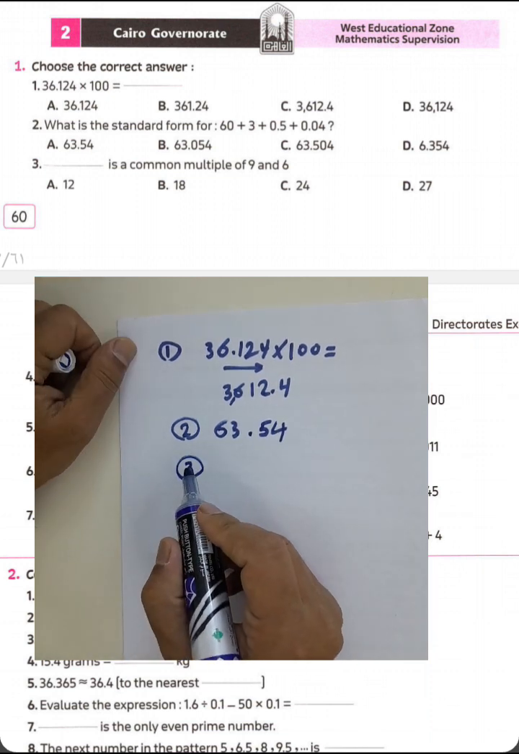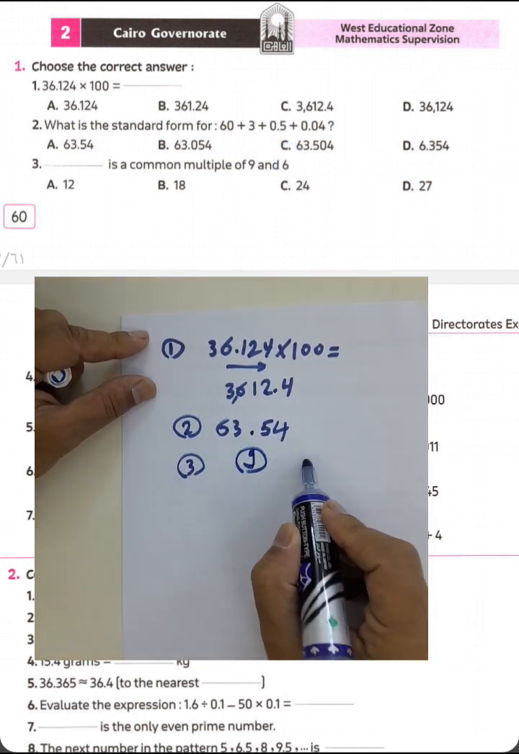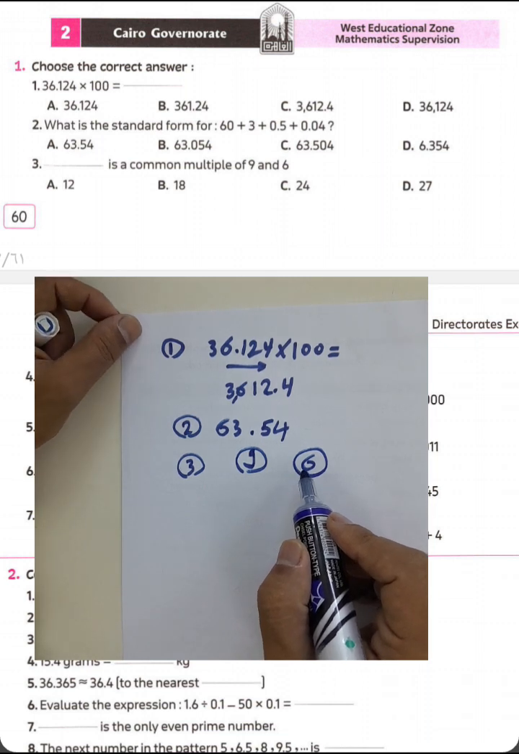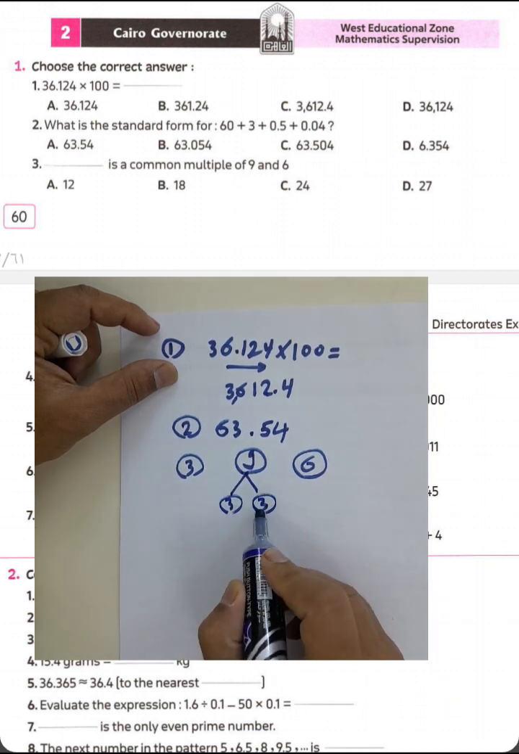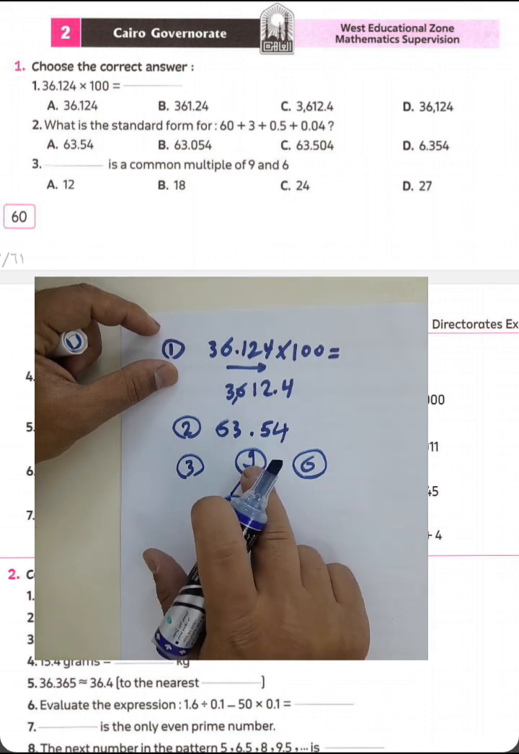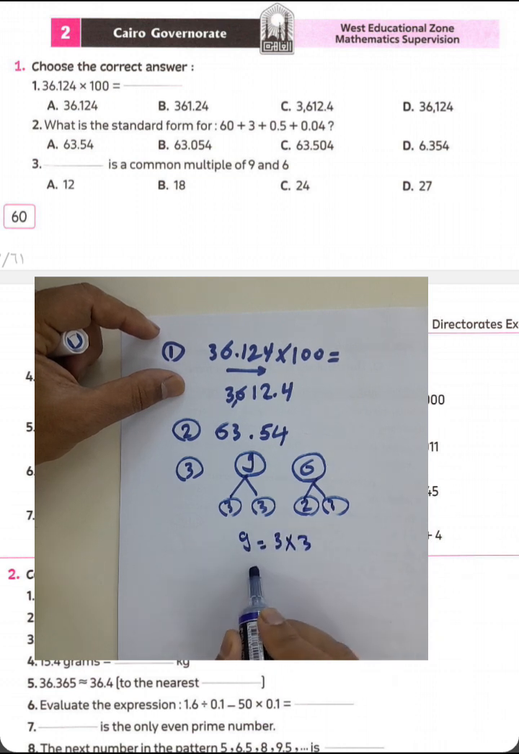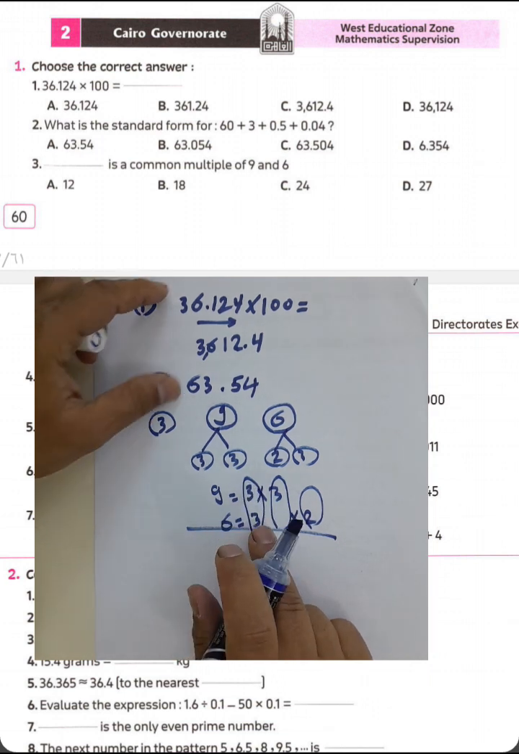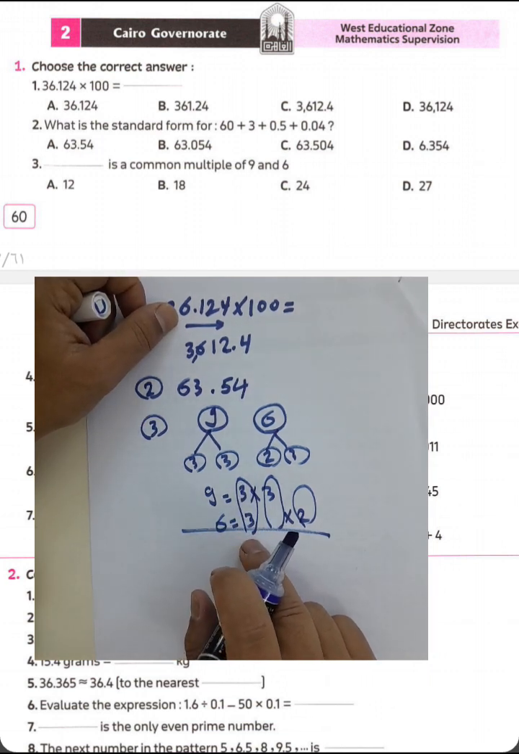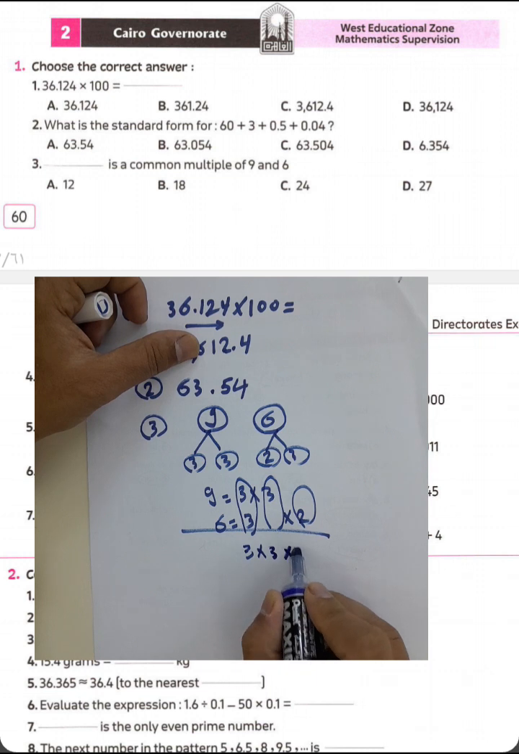Question number 3. Blank is a common multiple of 9 and 6. We want to find the common multiple of 9 and 6. Here we must write the prime factorization: 9 equals 3 times 3, and 6 equals 3 times 2. Then draw circles around the common prime factor. The greatest common factor will be 3, but we want to find the common multiple of 9 and 6. It will be 3 times 3 times 2.